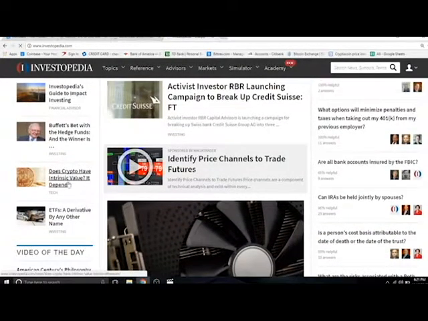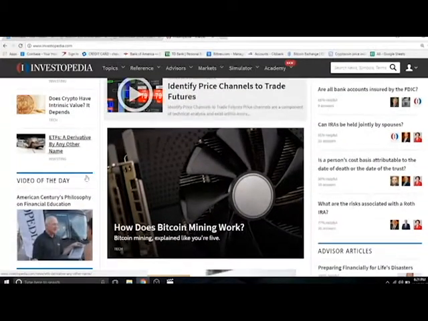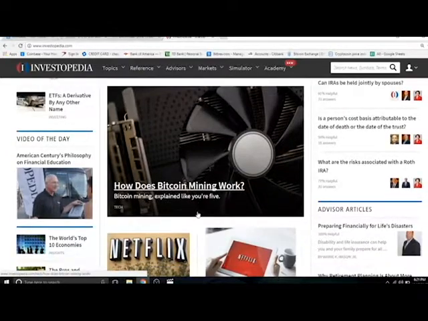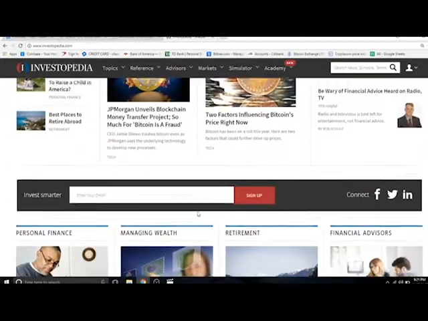It says, does crypto have intrinsic value? It depends. And how does Bitcoin mining work? If there's anything you don't know that you're curious about, you should always Google it or read up on it, inform yourself, because knowledge is what's gonna get you paid. If you're out here not knowing what you're doing, you're gonna lose a lot of money.